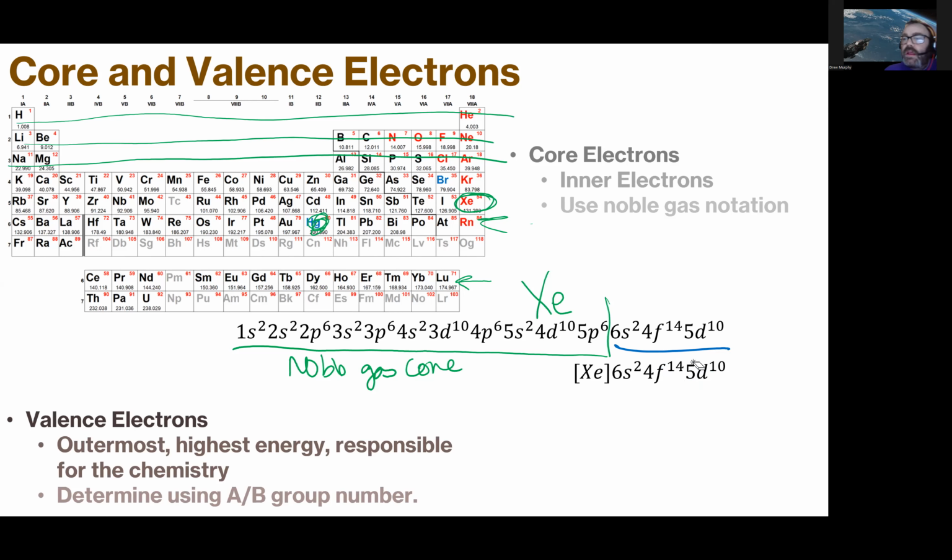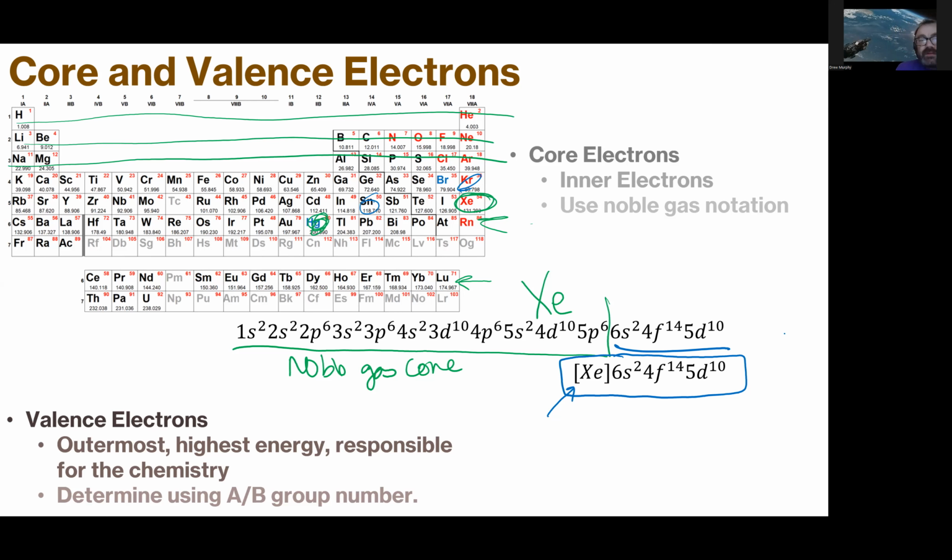Okay. So this is what we call the noble gas electron configuration. You use brackets and put the most recent noble gas. So if we were doing iodine, we would start with krypton and then count from krypton to iodine for the rest of it. Okay. And so on and so on.